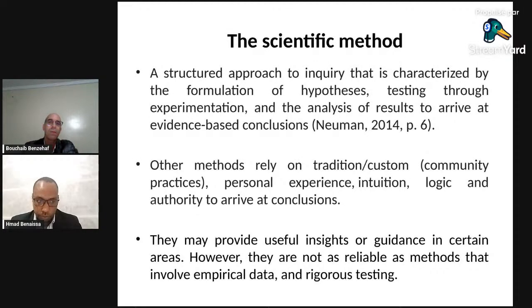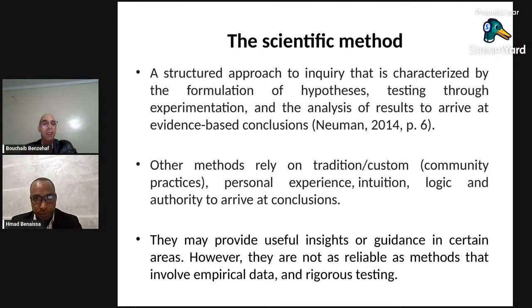Good. So one of the definitions of research focuses on the use of the scientific method. What does the scientific method mean? The scientific method is a structured approach to inquiry that is characterized by the formulation of hypotheses, testing through experimentation, and the analysis of the results to arrive at evidence-based conclusions. The scientific method is taken from natural sciences. So it can be summed up as observing, hypothesizing, experimenting, and theorizing, ending with rules.